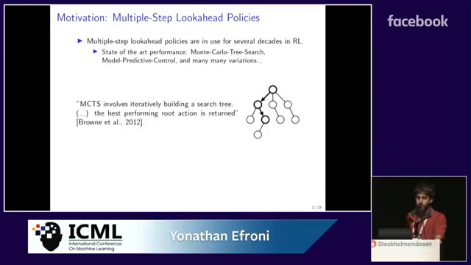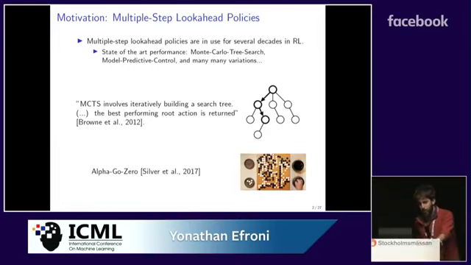We have here this neat explanation of MCTS from the survey by Brown, which says basically that Monte Carlo tree search involves iteratively building a search tree, and the best performing root action is returned, meaning that the action we take at the root is an outcome of a multiple-step look-ahead policy. And probably the most famous example nowadays of a multiple-step look-ahead policy in RL is AlphaGo Zero, which did a great job playing the game of Go, as everybody probably knows.